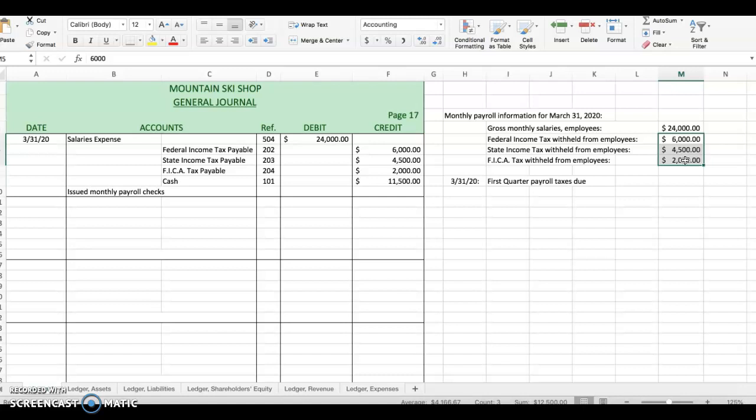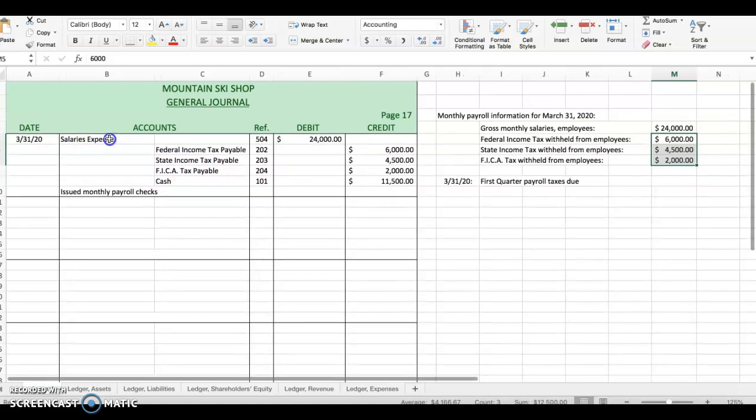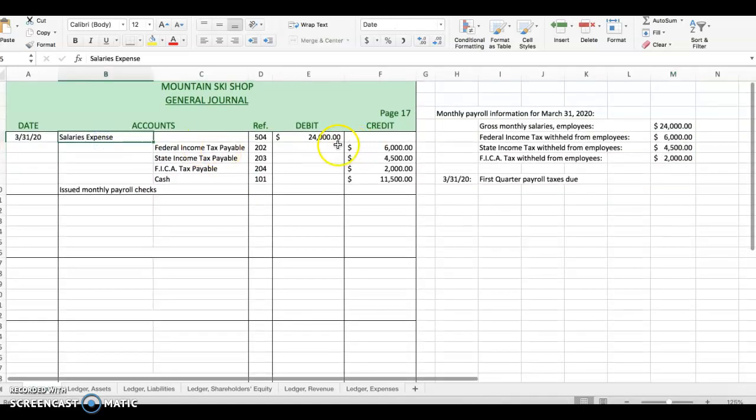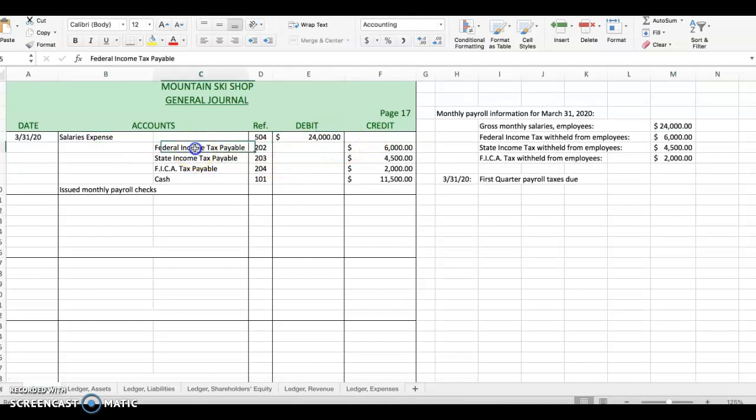So at the end of each pay period, and this happens to be a monthly pay period, at the end of each month, we have this entry that you see in the general journal, and we've done these before. So salary expense is debited by $24,000. And the three taxes are credited, which means we owe more money now. These are considered to be liabilities. We owe the money because we kept it out of the employee's paycheck. So we're going to have to pay it eventually on their behalf.